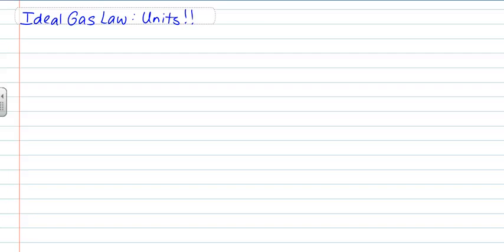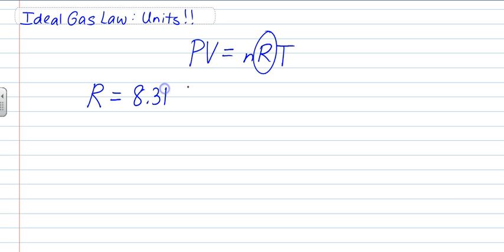Okay, welcome back everyone. In this video, we're going to take a couple minutes to discuss the proper units that you should be using with the ideal gas law. So again, we're talking about PV = nRT. And really what this all hinges on is what you use for the gas constant, R. Now most of the time, this constant is going to be 8.31 joules per mole Kelvin. And so what this means is that you have to use the following units.